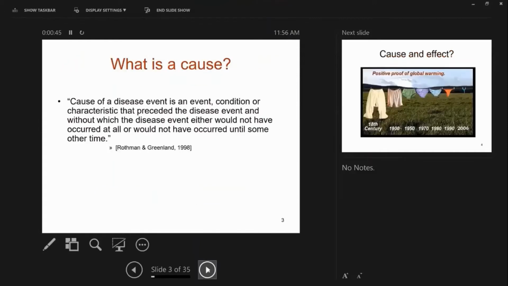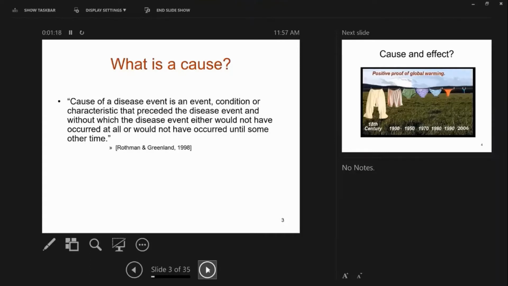So what is a cause? This is a classic definition by two famous epidemiologists, Ken Rothman and Sandra Greenland. Every word here is important. A cause of a disease event is an event, condition, or characteristic that preceded the disease event and without which the disease event either would not have occurred at all or would not have occurred until some other time.